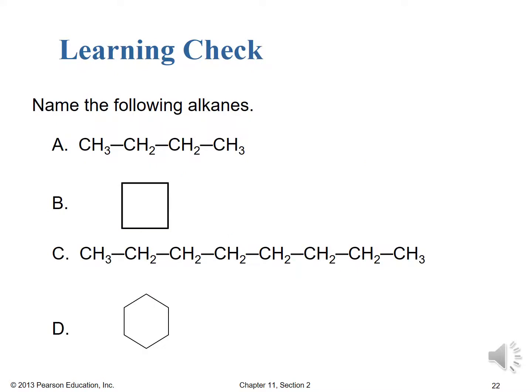Let's try one more learning check before we leave this section of Chapter 11. It's asking you this time to name the following alkanes, and so we've got everything from straight chain to cyclo. Just remember to include that prefix. If you are dealing with a ring, it needs the cyclo prefix. So stop the video here while you complete these 4 naming tasks, and then once you're ready to check your work, start us back up and we'll see how you did.